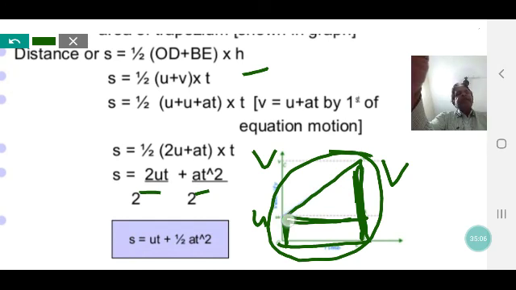If you find the area of the trapezium by putting in the values, it is the height T, and it is V, it is U, and we can easily get the area. And if you put the value of V here, we get the expression S is equal to UT plus half AT square by the graph. That is the second equation of motion.